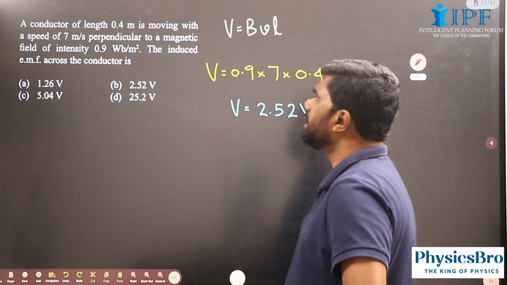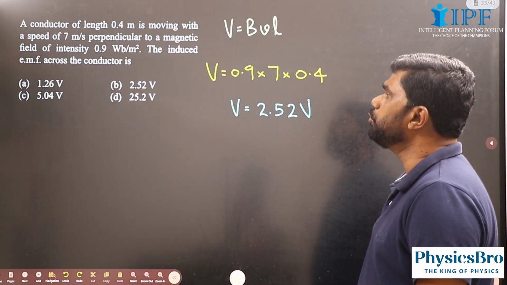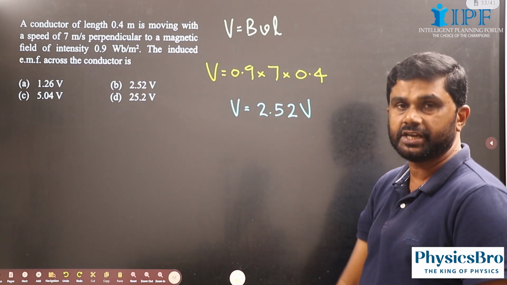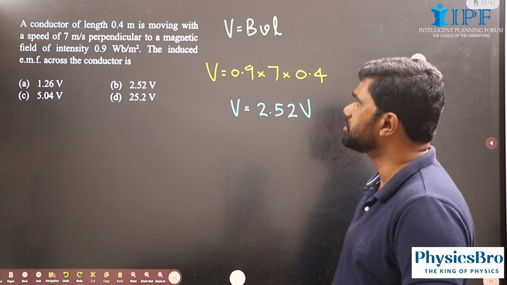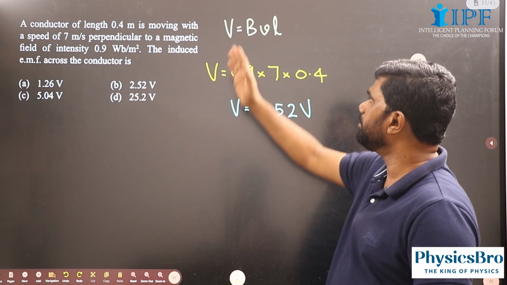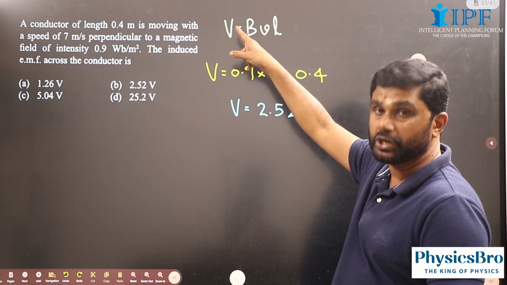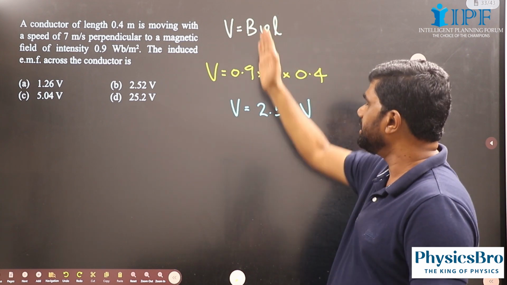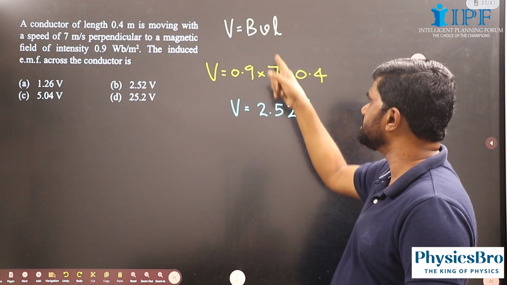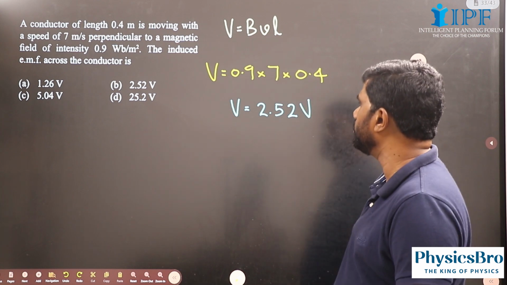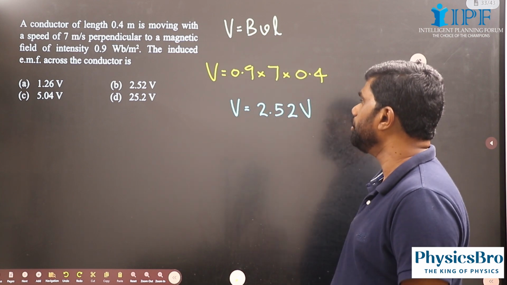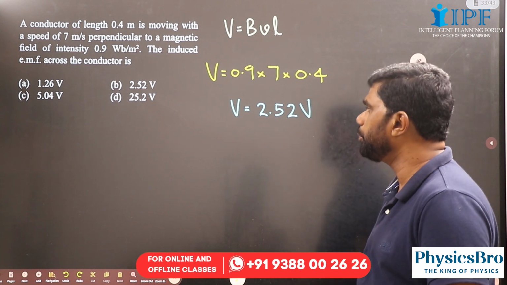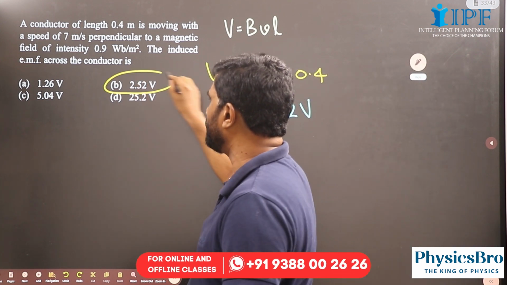Next, a conductor of length 0.4 meter is moving with a speed of 7 meter per second perpendicular to a magnetic field of intensity 0.9 Weber per meter square, or Tesla. The induced EMF is V equals B v L, where small v is speed. Magnetic flux density is 0.9, velocity is 7 meter per second and length is 0.4.